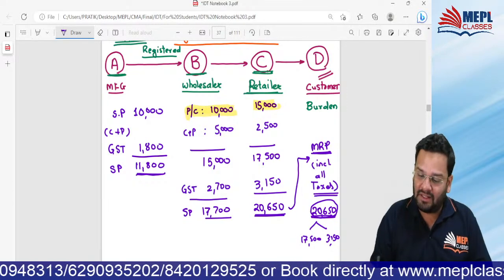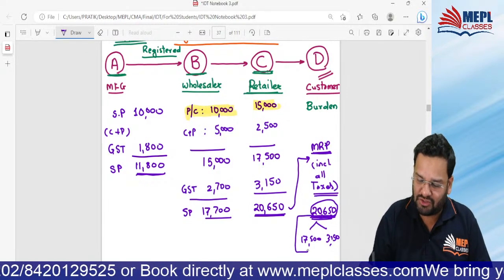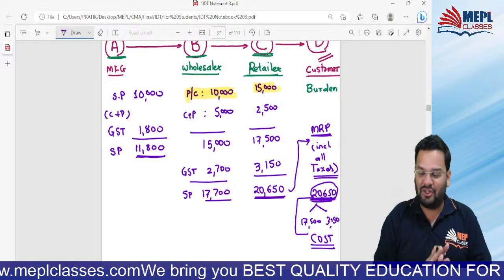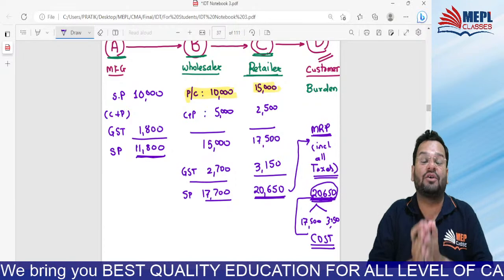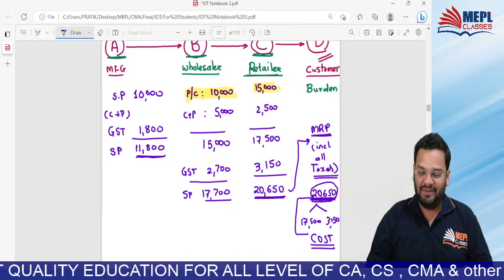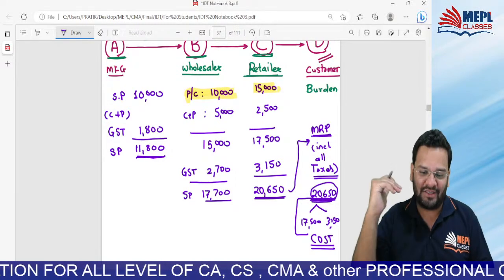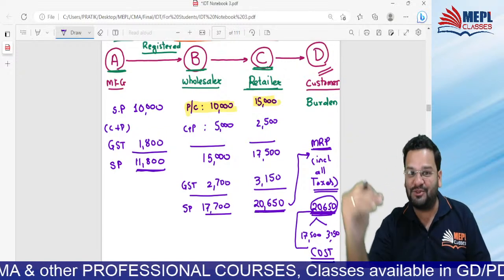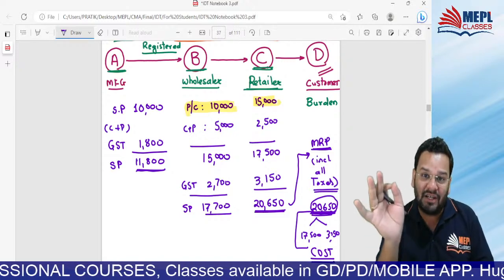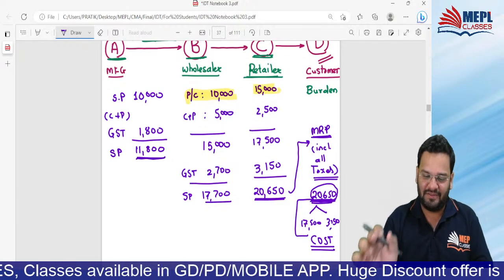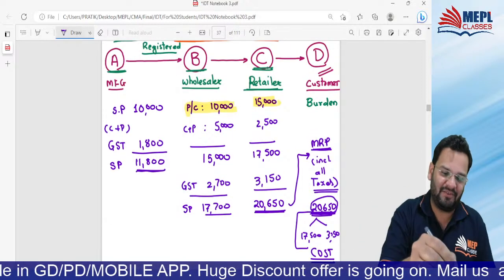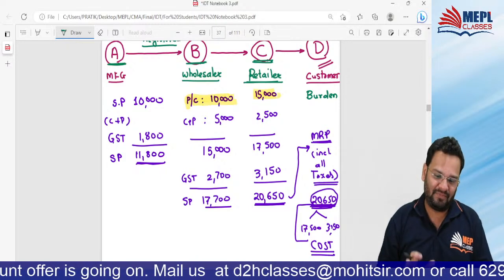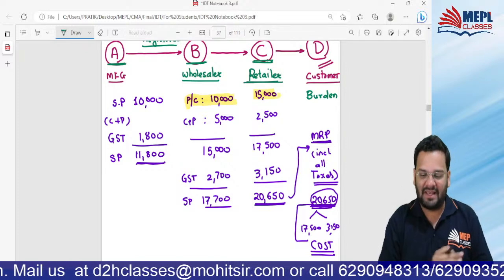So 20,650 is the final cost for the end consumer. Yes or no? 20,650 is the final cost for the end consumer. Do you agree with me? If we are all on the same page, then I can show you how much GST the government has collected from whom in this case. So can we go ahead and discuss that? How much GST is collected from which supplier in this case? Yes guys, let's go ahead.